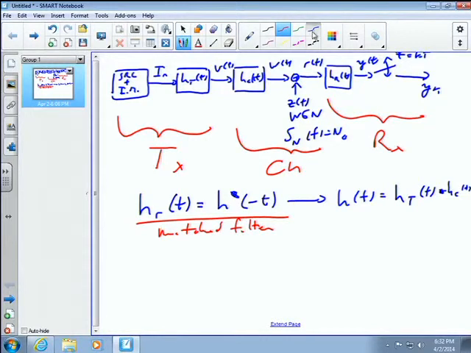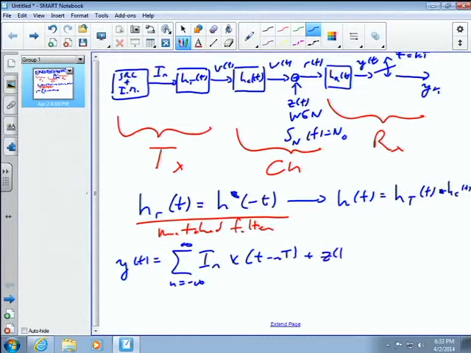Now we go one step further. So now y(t) is equal to the summation, n goes from minus infinity to infinity, of I_n x(t - nT), plus z(t) convolved with h_R(t). And you might ask, what's x? So x(t) is equal to h(t) convolved with h_R(t). That's our resulting convolution of these two filters cascaded with each other.